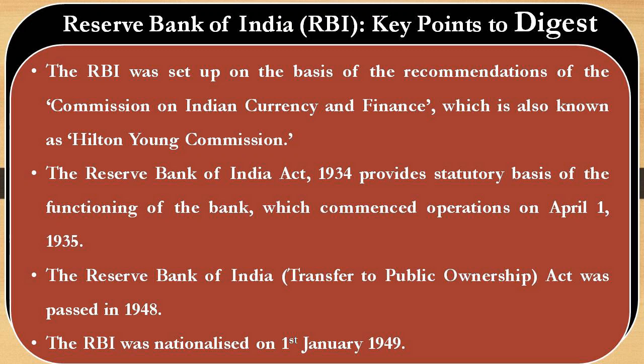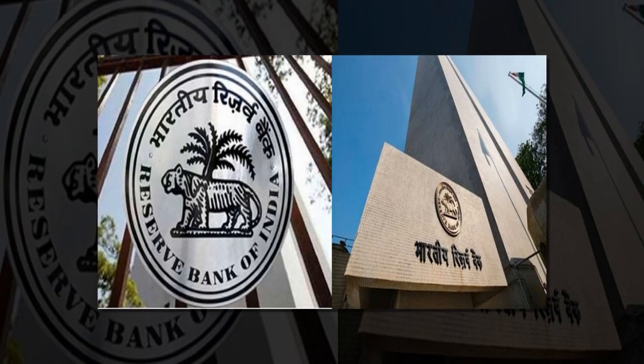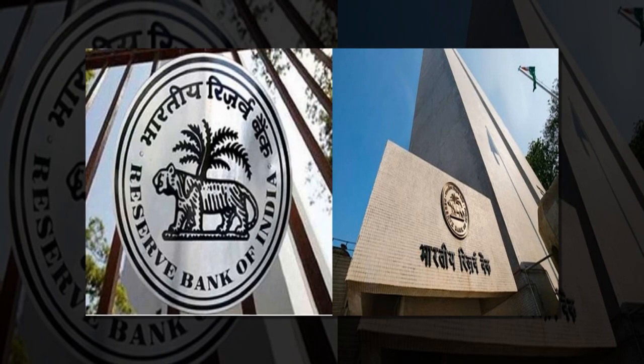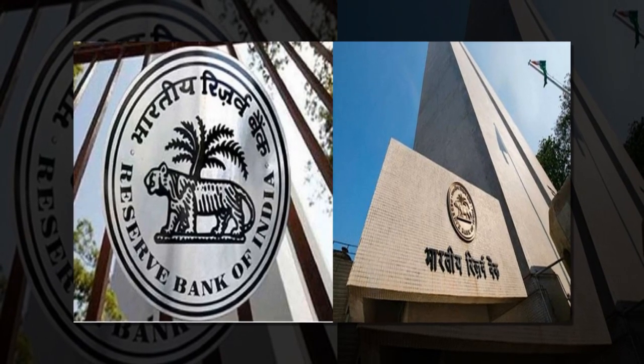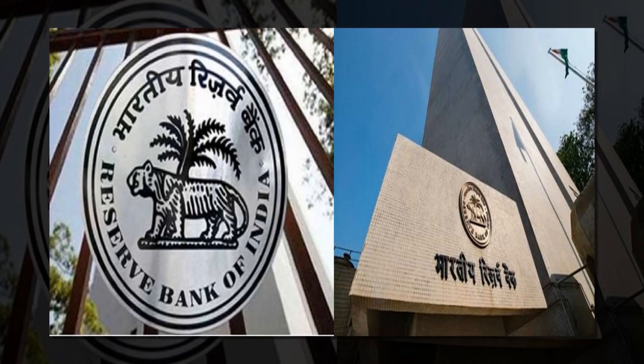And another thing is that, after Indian independence, the Reserve Bank of India Transfer to Public Ownership Act was passed in 1948. Based on that, the RBI was nationalized on 1st January 1949. That means at the time of beginning of RBI, in 1935, it was a shareholders' bank, or RBI was a private sector bank. But after independence, especially on 1st January 1949, the government of India took over the RBI by giving compensation to all existing shareholders. That is very important. That is the first nationalization process of the Indian financial system that happened on 1st January 1949, in which RBI's ownership was converted from the private sector to the public sector.